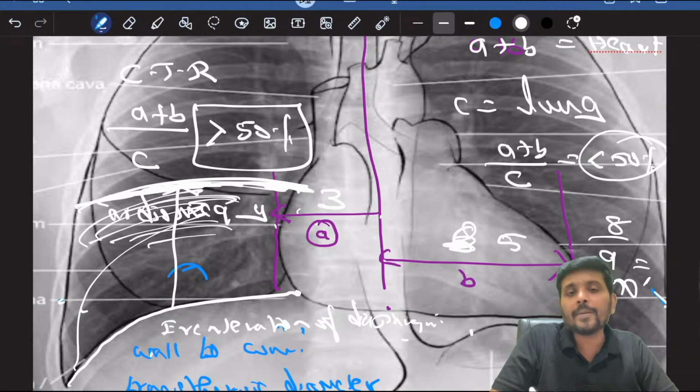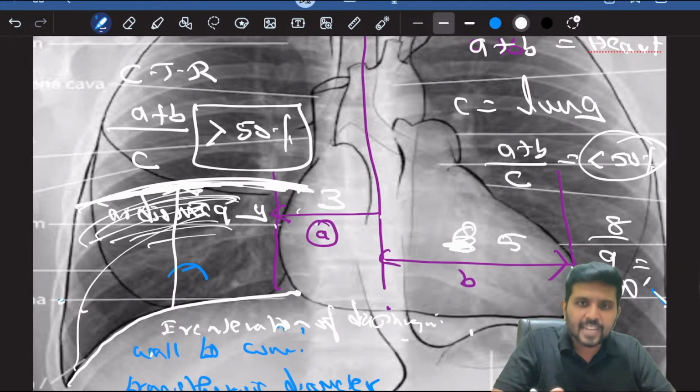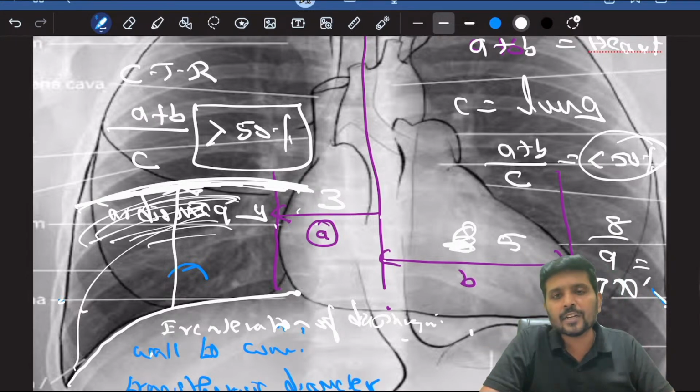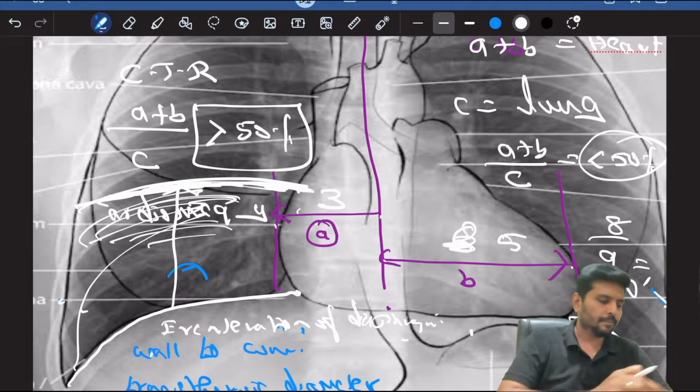But there will not be any herniation of the contents of the abdominal cavity into the chest, because in diaphragmatic hernia it is a defect, so that contents can pass through the defect, whereas in eventration it is weak, so it is pushing up but not going through it. That is the difference between eventration and diaphragmatic hernia.